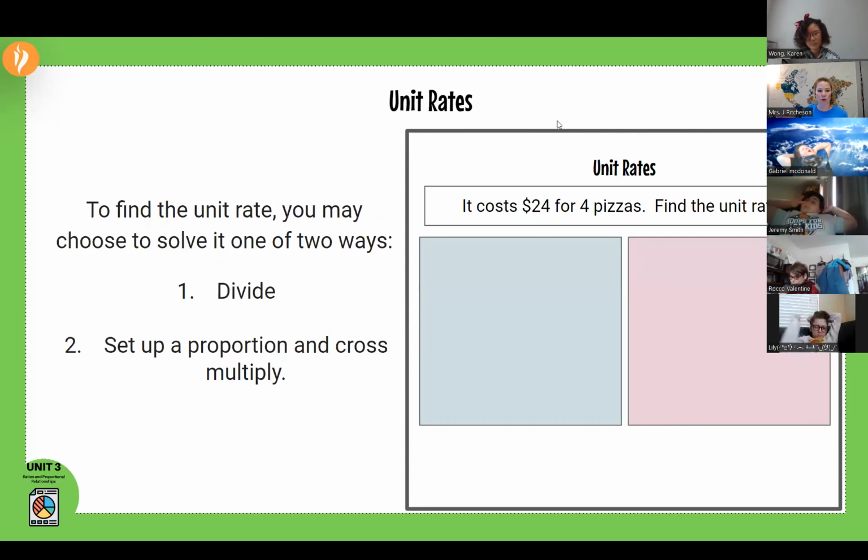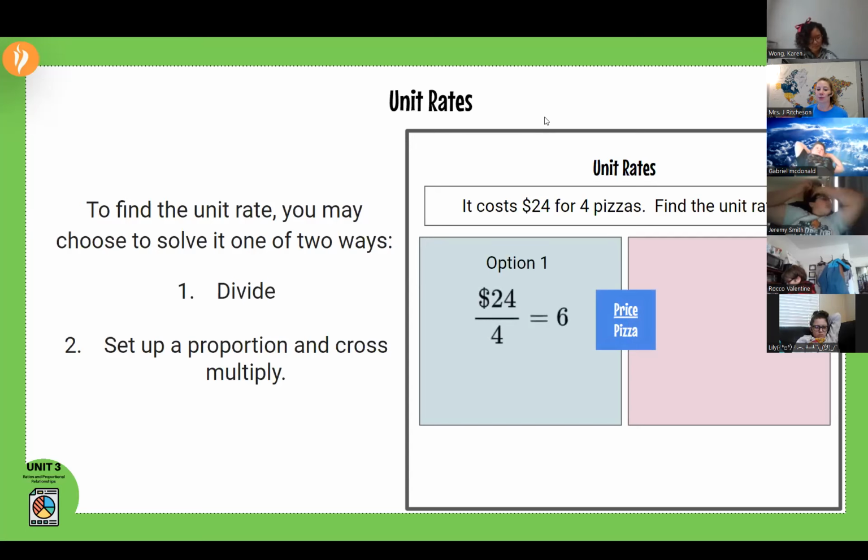All right. So it says one way you can find the unit rate is set up a proportion and cross multiply and divide. I don't think you need to do that. I would just always divide the price by the quantity. If I pay $24 for 4 pizzas, basically I am buying each pizza for $6.